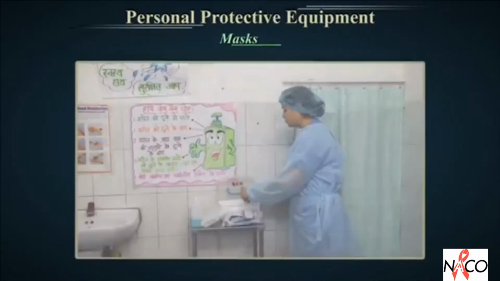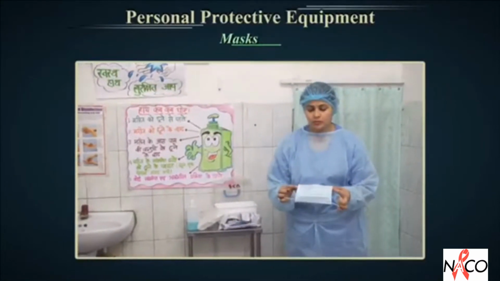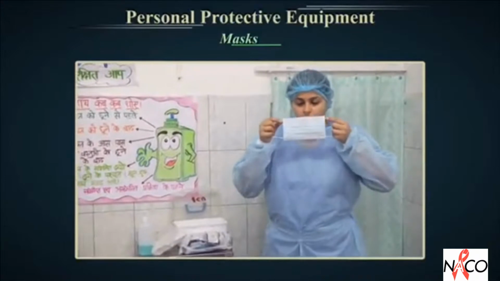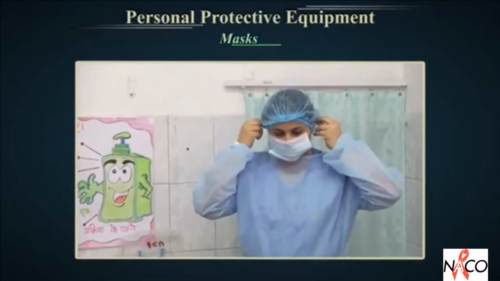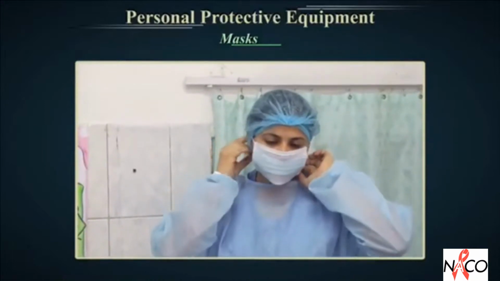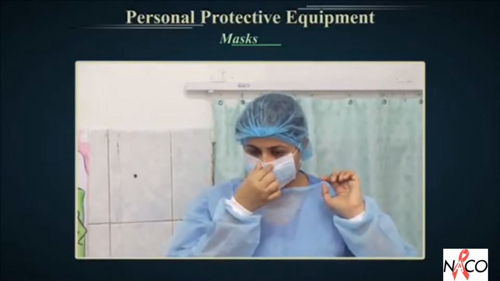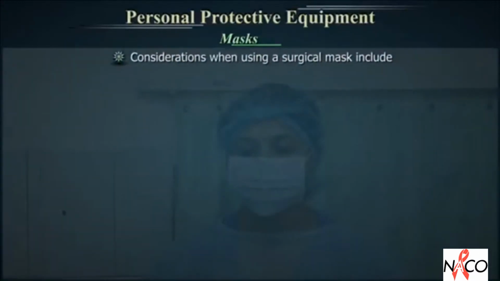Mask. Wear a mask to protect the mucous membranes of the mouth and nose when undertaking procedures that are likely to generate splashes of blood and other infectious material. Wear surgical masks as part of standard precautions and also when droplet transmission is expected in patient care, for example, patients with TB or measles. They are loose-fitting, single-use items that prevent splashes or sprays from reaching the mouth and nose of the person wearing them. Considerations when using a surgical mask include: 1.